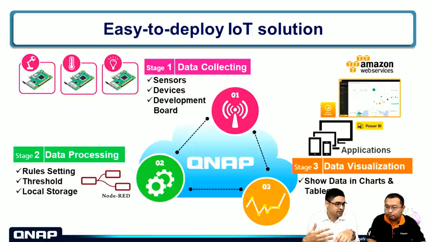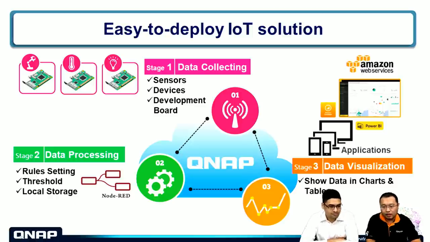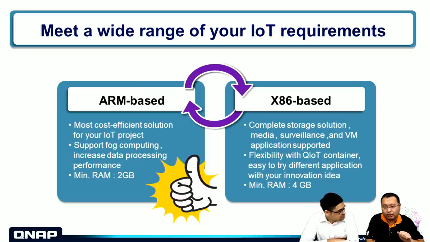So you can utilize all this data in a very efficient way to help you do a lot of things. Yeah, that's correct. Now the next slide shows you a brief comparison between setting up the QIoT Suite Lite on the ARM-based QNAP NAS and on the Intel/AMD-based QNAP NAS. So let's take a look at the left-hand side, the ARM-based NAS.